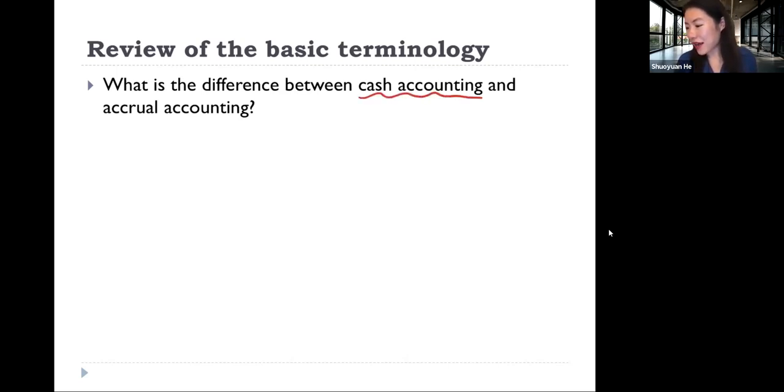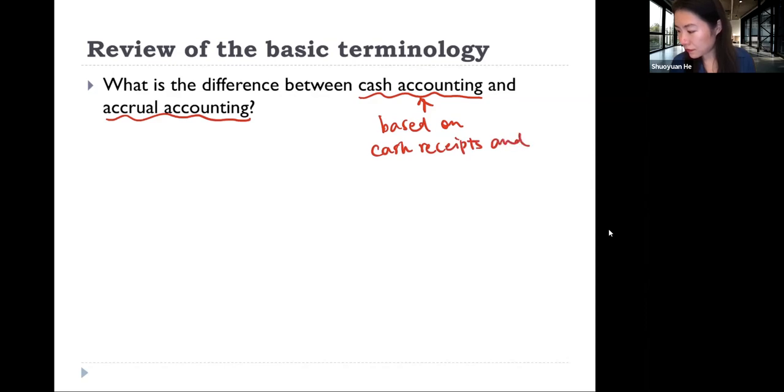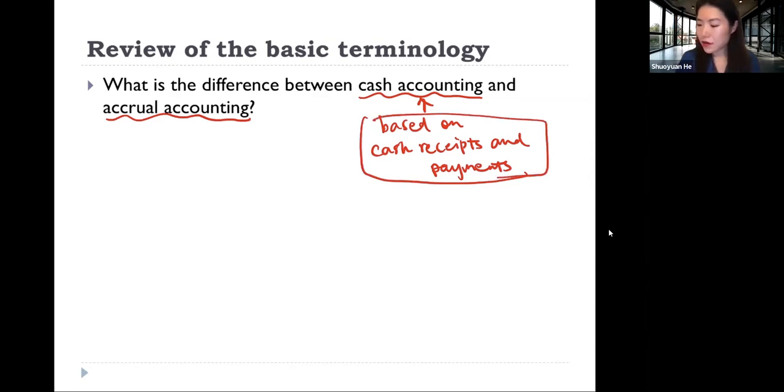Cash accounting and accrual accounting, what is the difference? So both cash accounting and accrual accounting are ways to do accounting. Those are two different accounting systems. For cash accounting, we mostly do accounting based on cash receipt and payment. Versus for accrual accounting, we do accounting based on the occurrence of economic event.